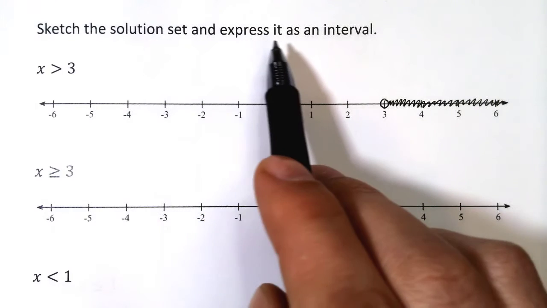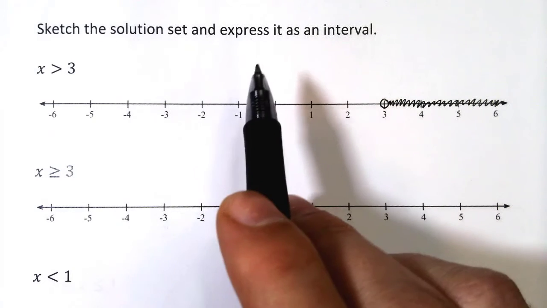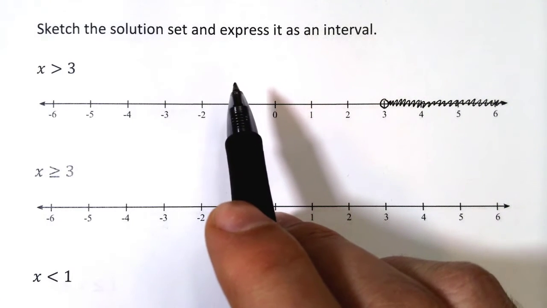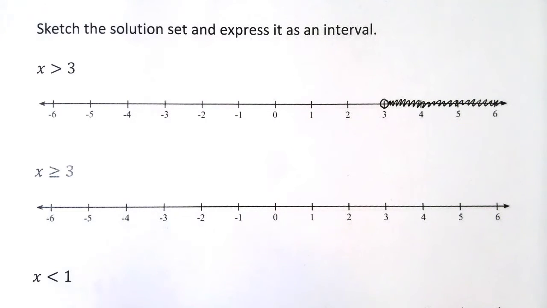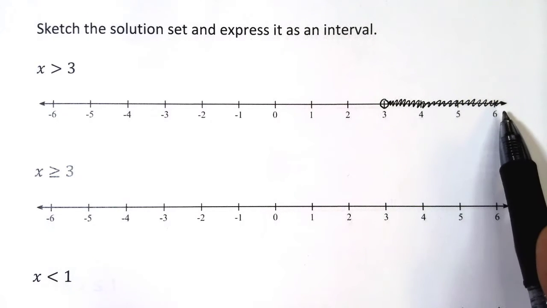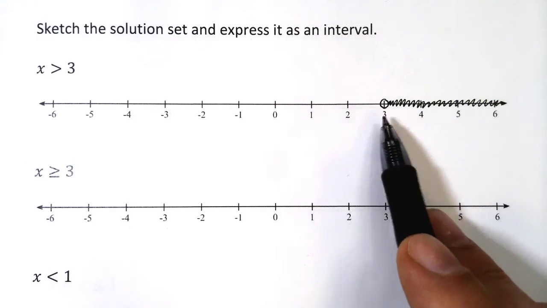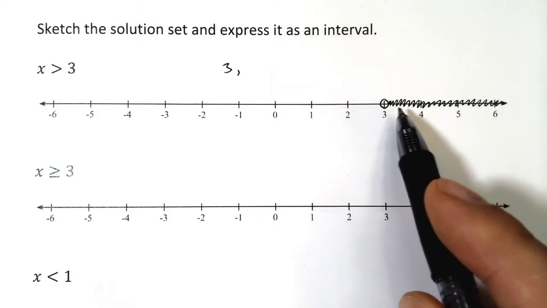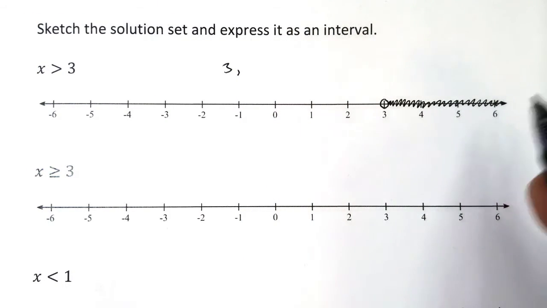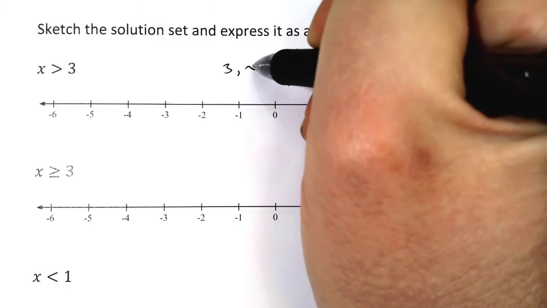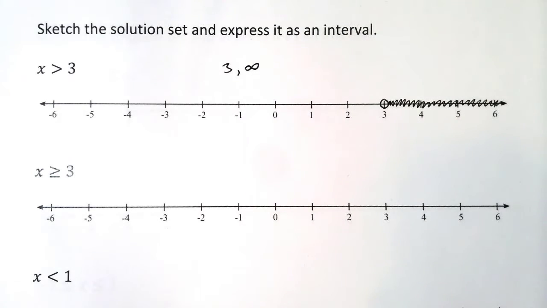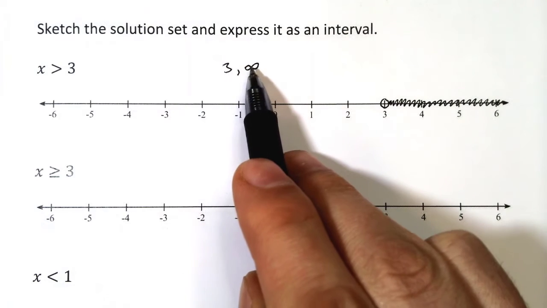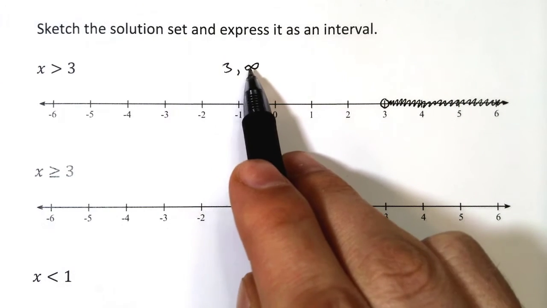Now let's express this as an interval. Interval notation has us write a pair of values that indicate the lower and upper bounds of the set that we just drew. So this set starts at 3, so I'll write 3, and it goes up to, well, it doesn't have an upper limit. So if it doesn't have an upper limit, I write infinity. So I write 3 comma infinity. The comma is just to separate these.